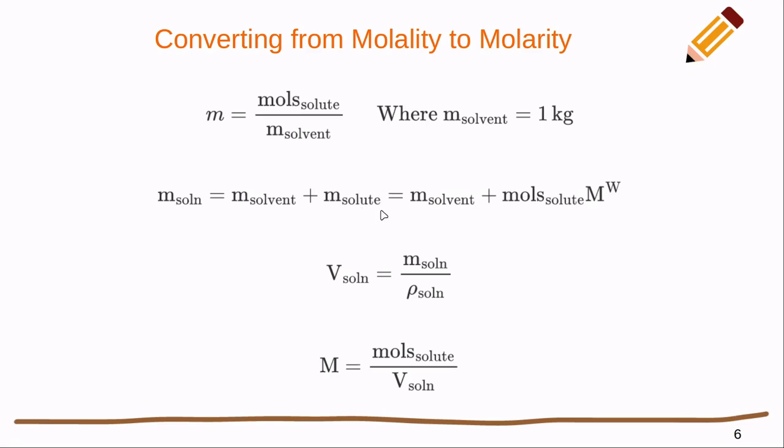How do we know the mass of the solute? Same way that we did before. We're going to take the moles of solute from up here and multiply it by its molecular weight. So now we have the mass of solution. Finally, we need to get the volume of the solution. So we're going to plug this mass in down here and divide it by the density of the solution. Again, remember, you need to match these units up so that they cancel.